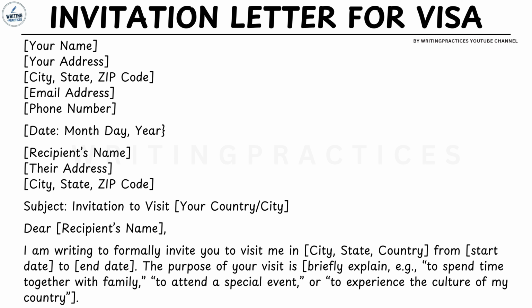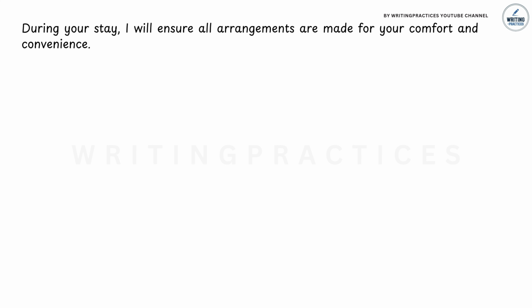For instance, you might write, I am writing to invite you to visit me in New York City from March 10th to March 20th, 2024, to attend my wedding and spend quality time with family. Body paragraphs. The body of the letter dives deeper into the specifics of the visit. You'll start by outlining the arrangements for the guest's stay.